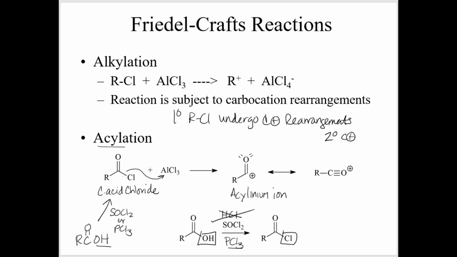If I take one of the lone pairs on the oxygen and move it down here, I can form a carbon-oxygen triple bond, with the oxygen carrying the positive charge. So in this case, these resonance structures make the acylium ion stable, and this carbon plus is what will then add to the benzene ring. So these two reactions actually go together in terms of alkylation and acylation.